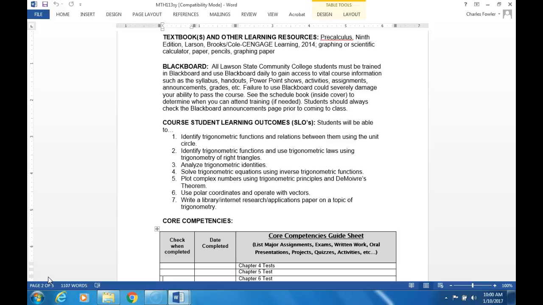All right, I do not like this next paragraph. All Austin State Community College students must be trained in Blackboard and use Blackboard daily to gain access to vital course information such as the syllabus, and you will read the syllabus every day, won't you? Saturdays and Sundays included. Yes, absolutely. I'm making fun of it here. Sorry. I think they overstated it a little bit.